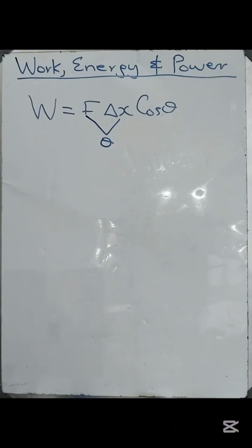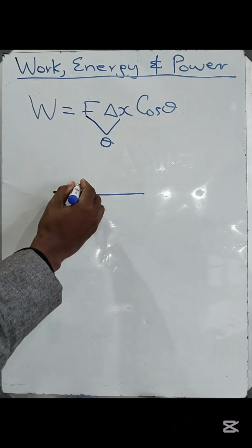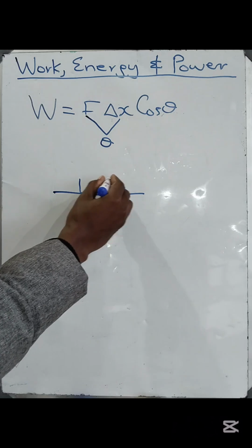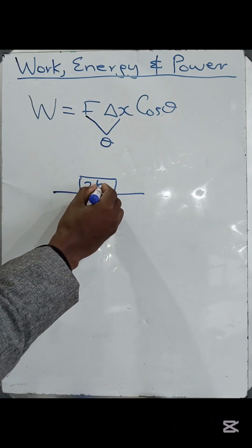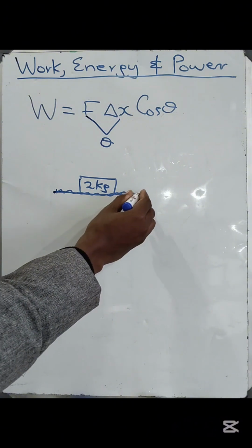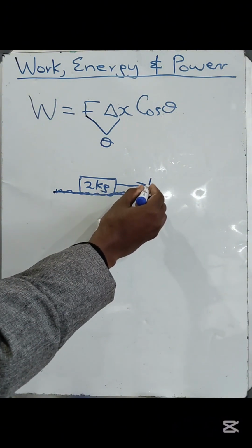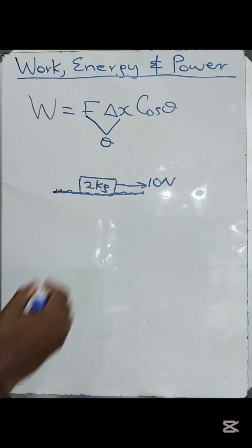The first thing that you need to do when you are dealing with work, in fact how to calculate your work, is to draw a labeled free body diagram. Now I have an example here. Let's say we have an object of maybe 2 kg. This object is on a rough horizontal surface. Someone applies a force of 10 newtons in that direction.